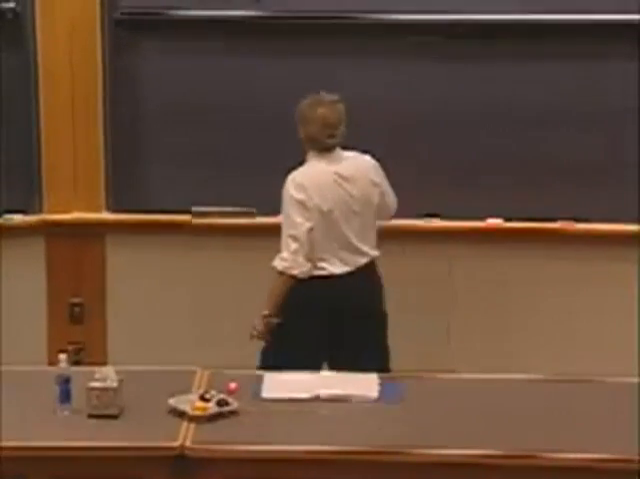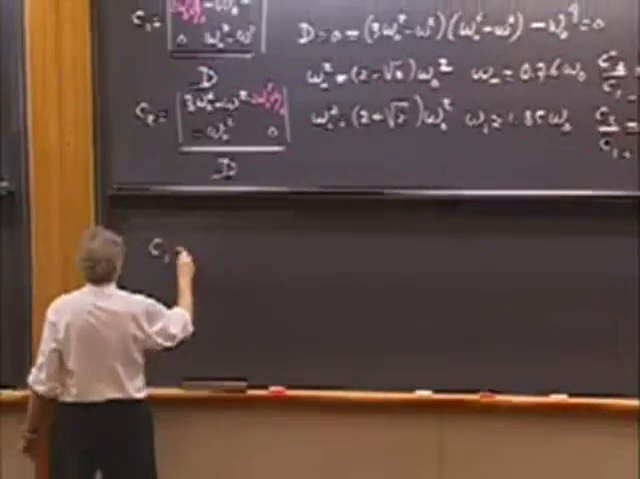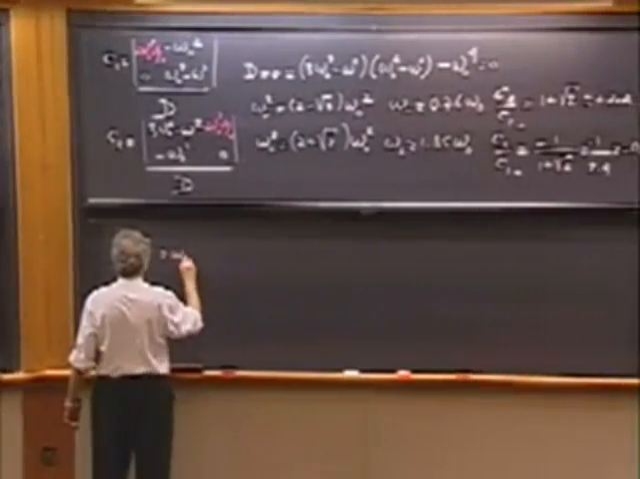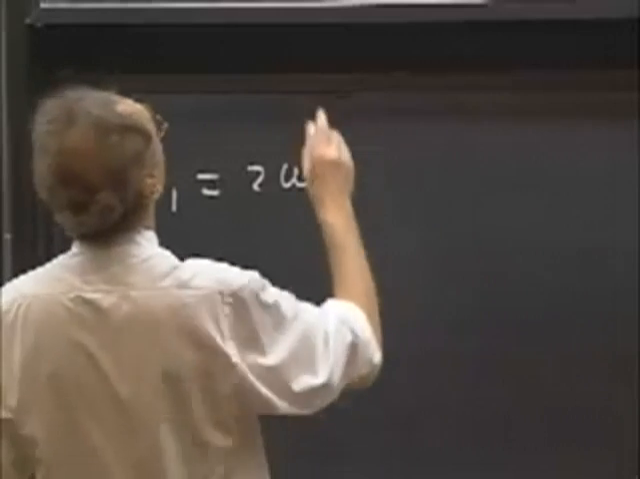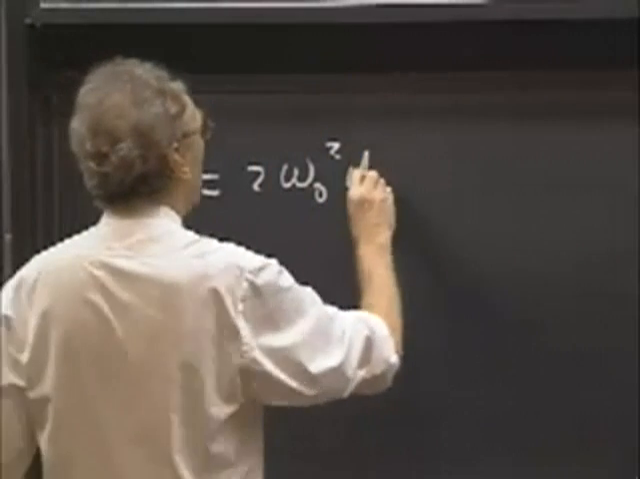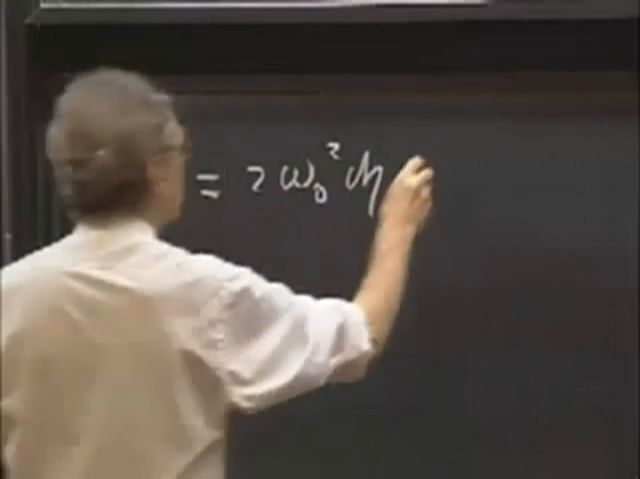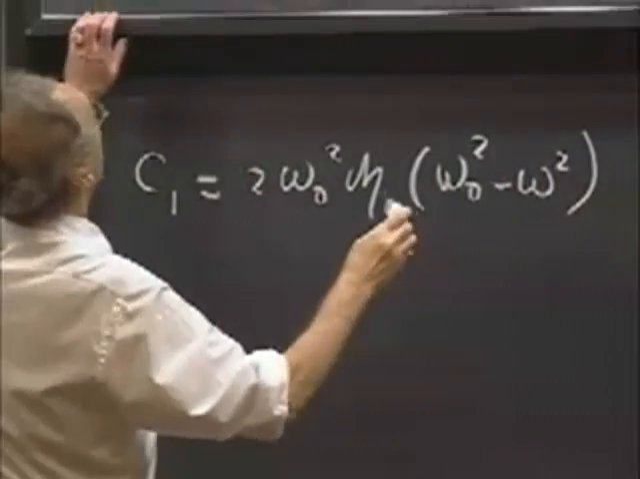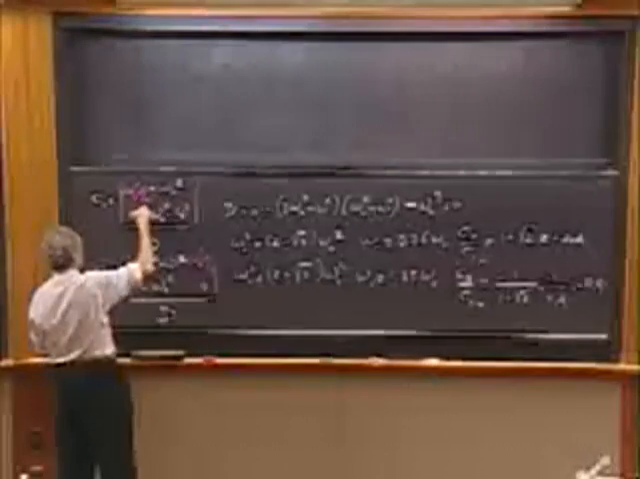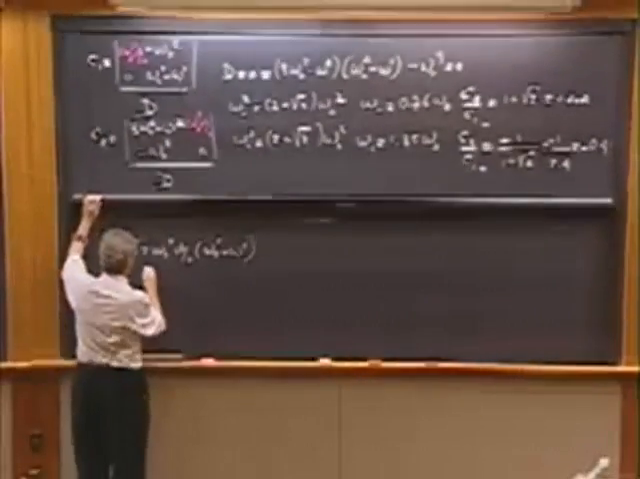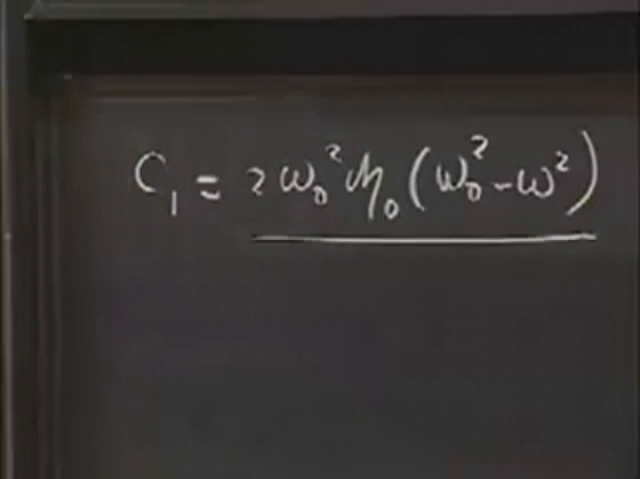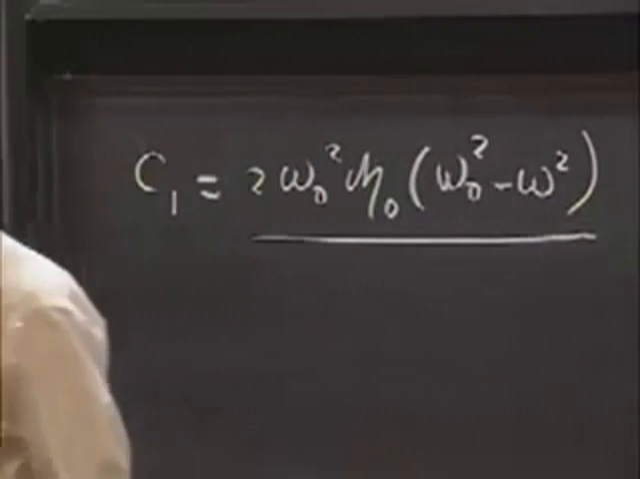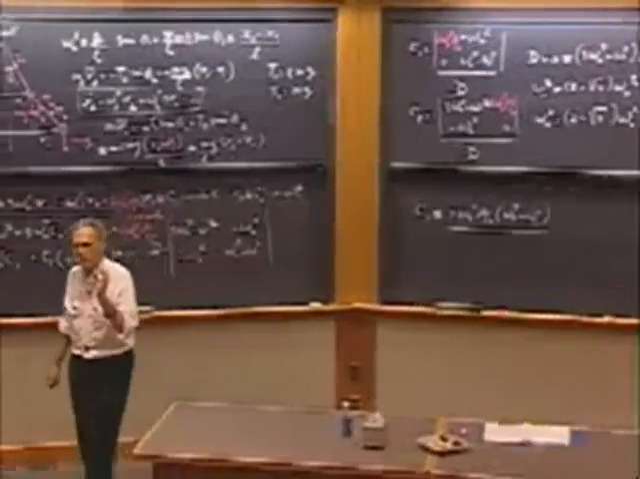So I can write down now C1. So I take the determinant there of the upstairs. So that gives me 2 omega 0 squared times eta 0 times omega 0 squared minus omega squared. That is this diagonal, and this one is 0. And I have to divide that by d. Now I could write d in that form, and there's nothing wrong with that, but I can write it in a form which is a little bit more transparent.